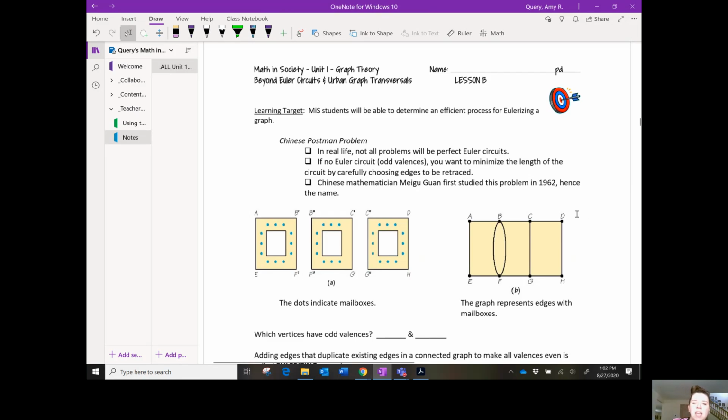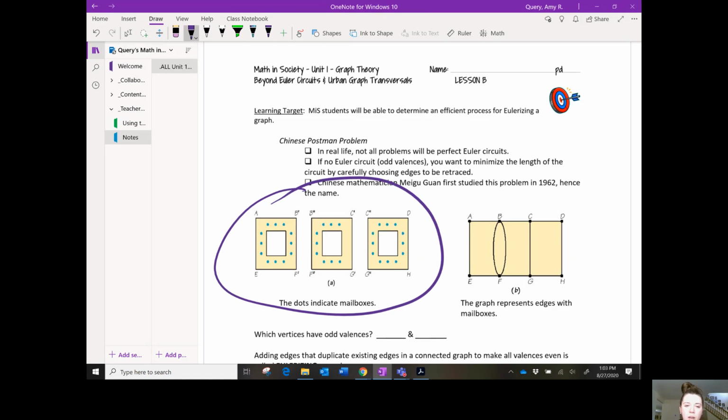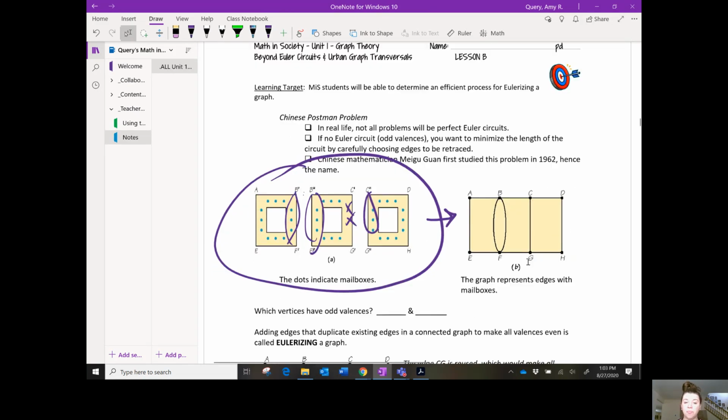So in this first picture right here, we've got how the mailboxes are set up. You'll notice that B has mailboxes on that side and on that side. But C doesn't have any mailboxes right here, so maybe that's like a park or something, and there are mailboxes on that side. So when it is written as a graph, notice how B and F have two edges between them.